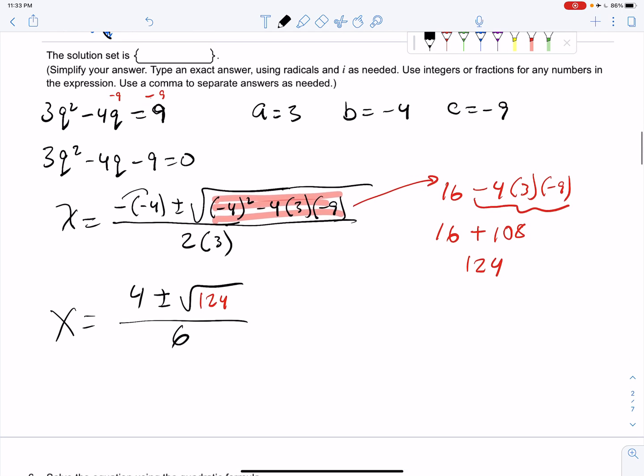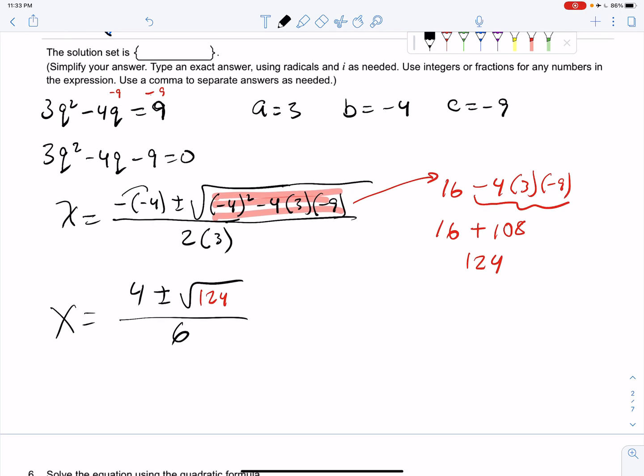Is 124 a perfect square? I don't think so, and I do believe it's divisible by 4. So I take a look, and it is: the square root of 4 times 31. So 31 is not a perfect square, but 4 is. So this will simplify down to 2 square root of 31.